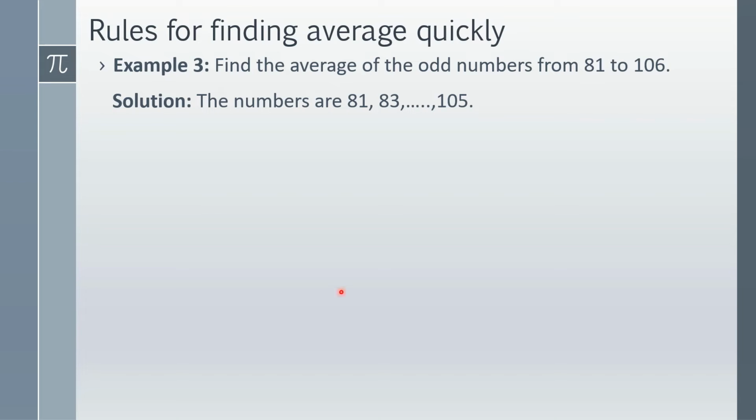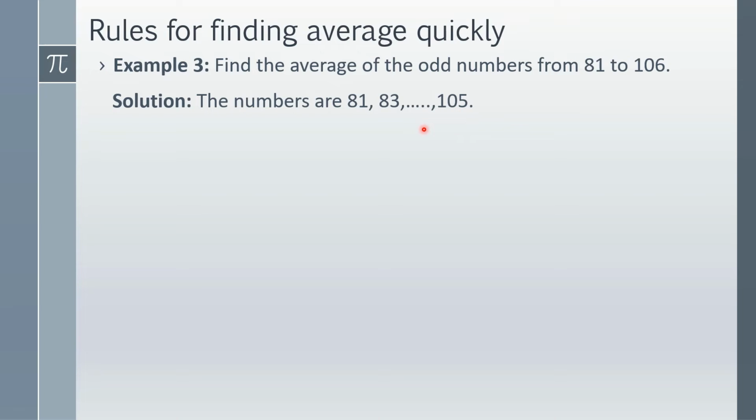Now we need to find the average of the odd numbers from 81 to 106. Since we need to find the average of odd numbers from 81 to 106, we can include both 81 and 106. If this number was odd, we would have included that as well. But since it's not odd, we'll take the preceding odd number. So the first number is odd, so we'll take that as the first number, 81. The following odd number is 83. Finally, the odd number that precedes 106 is 105.